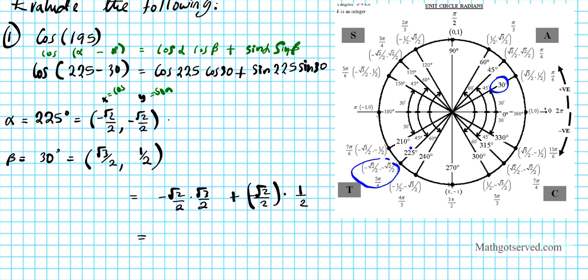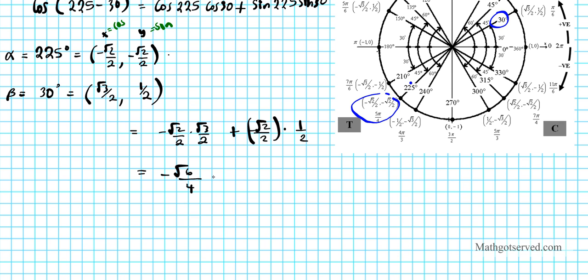So let's simplify that. You multiply the radicands here, so negative root 6 over 4, you multiply the denominators across, minus root 2 times 1 is just root 2, over 2 times 2 is 4. So there goes your answer, or you can express this answer as negative root 6 minus root 2 divided by 4. There goes your final result.